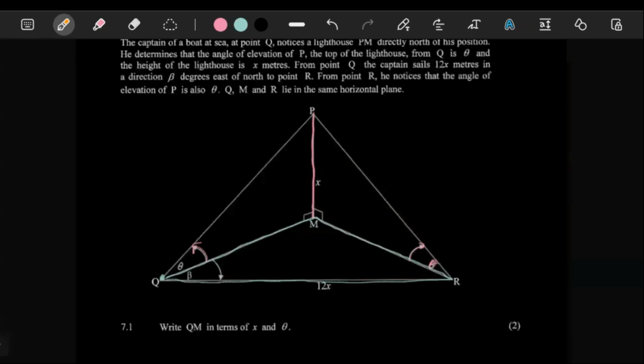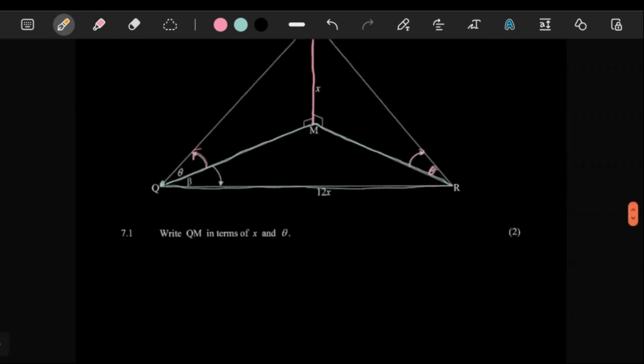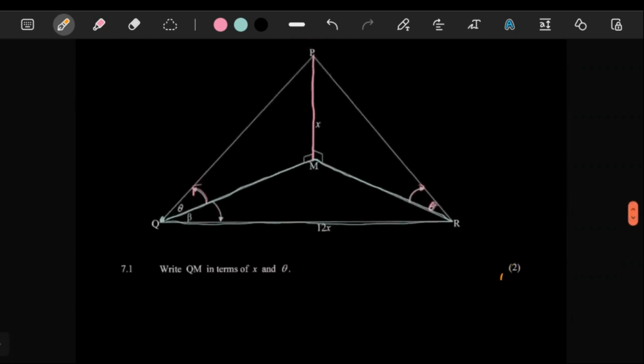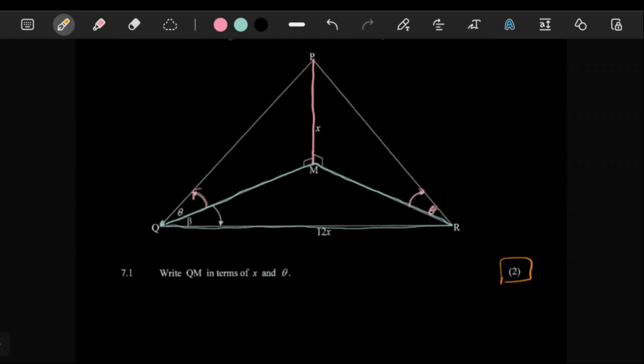The reason I'm saying it like that is because when you pick formulas to use, any side that has any form of expression, you should always consider it as almost like something specifically given. So for 2 marks here, they said write QM in terms of X and theta. So this one is not so bad.